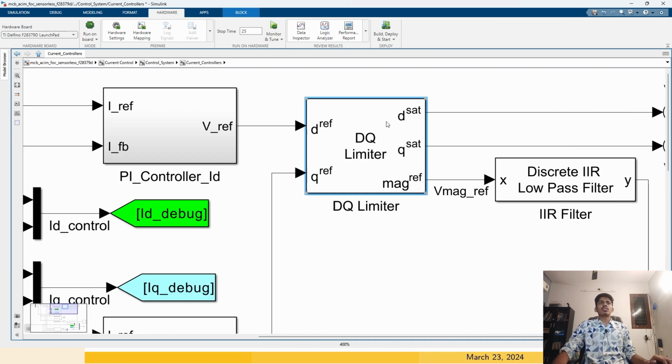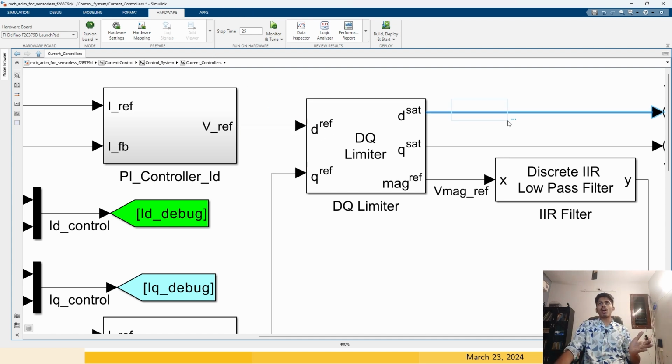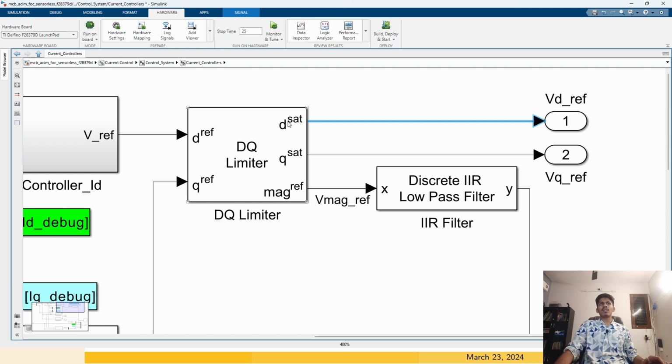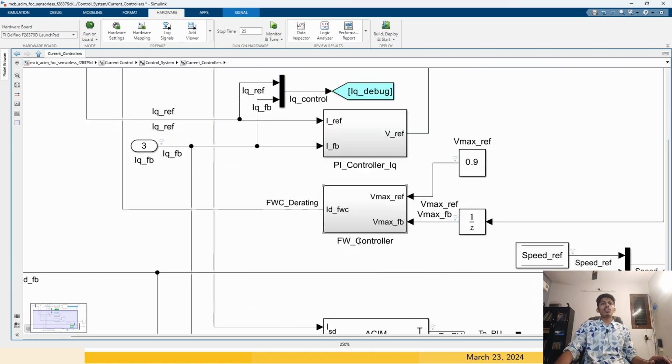Okay, so if this dref and qref are below the maximum value, then this exact value is propagated outwards. So this saturation value is exactly equal to the reference value. Then the quadrature axis reference value is passed out through the qsat port. You don't need to worry about this.